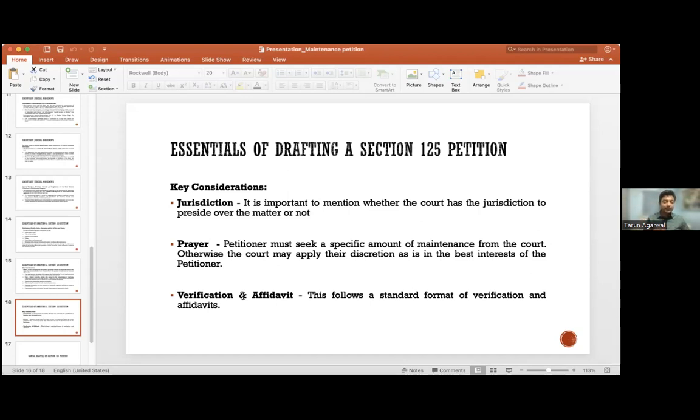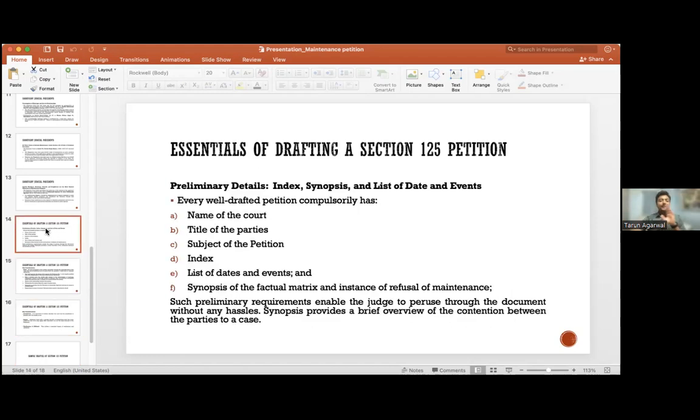Technically, it has to be signed in presence of the oath commissioner. The oath commissioner puts his seal, his authorization, then it has to be notarized. Once notarized, your application is complete, and there has to be some court fees, which varies from court to court. Once you pay that court fees, you are good to go, and you can file this application. So this is a brief overview of what goes into a Section 125 maintenance petition.